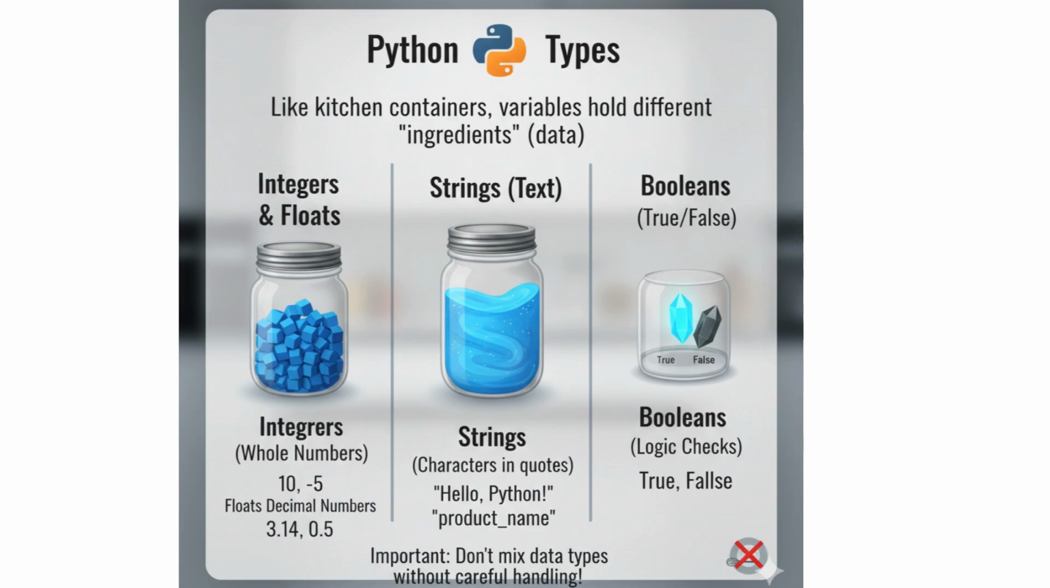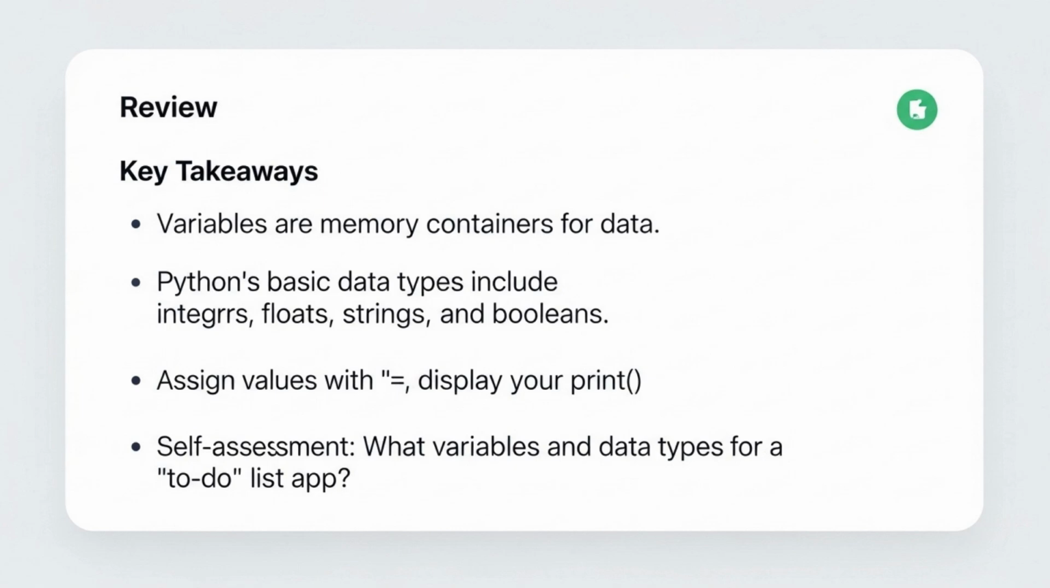Now that we know what variables are and what types of data they can hold, let's see how to actually use them. In Python, you create a variable and assign it a value using the equal sign. This is called the assignment operator. For example, product_name = "Python course" creates a variable named product_name and stores the string "Python course" inside it. You can also update a variable's value. If the price of your course changes, you can simply reassign it. price = 49.99. Python will replace the old value with a new one.